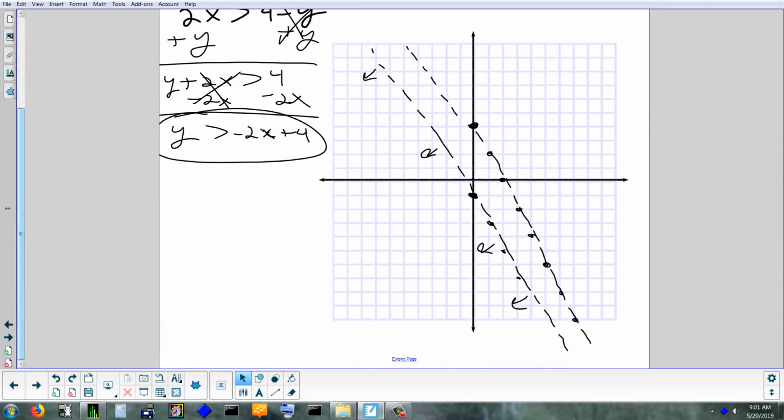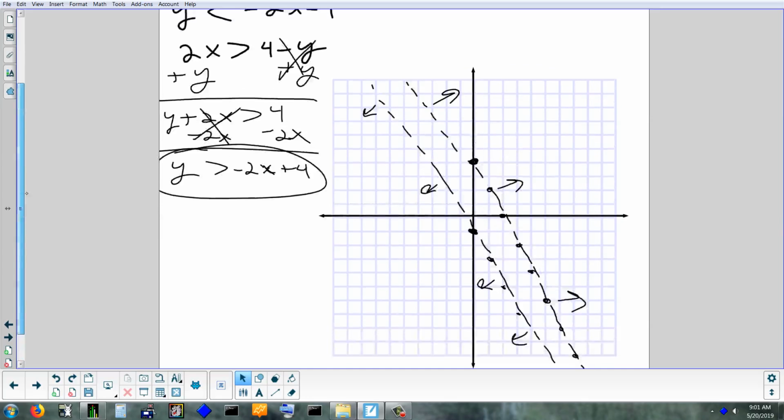Where do I shade on this one? Nowhere. What's this symbol tell me? Above. Nowhere. So where is the solution? There isn't one. This is kind of like the last one we did, except the gap is kind of on an angle.